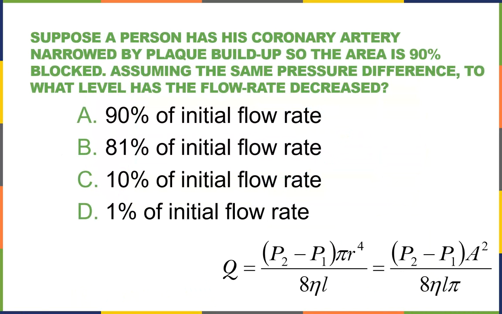And I usually have students calculate actually what went on with my dad. My dad had 90% occlusion in his coronary arteries, and you can calculate stuff here. But we're out of time.